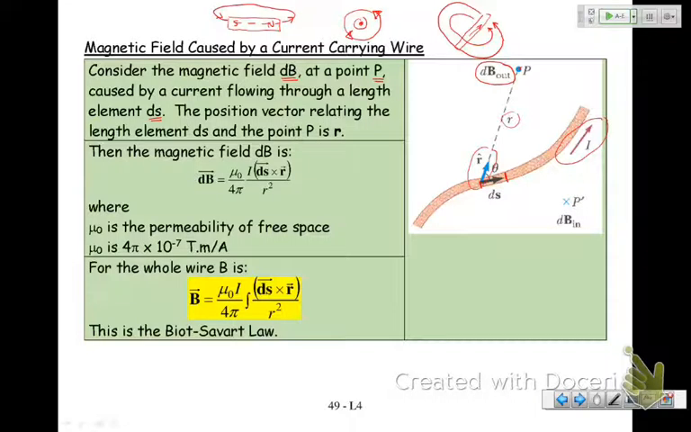So I'm just interested in this little ds bit. The position vector relating the length element ds to the point P is R. So that's my R vector. Now, I've not shown R on this diagram. I've shown the length, but if you imagine R being like that, and it goes from here to there, okay? There's my R.